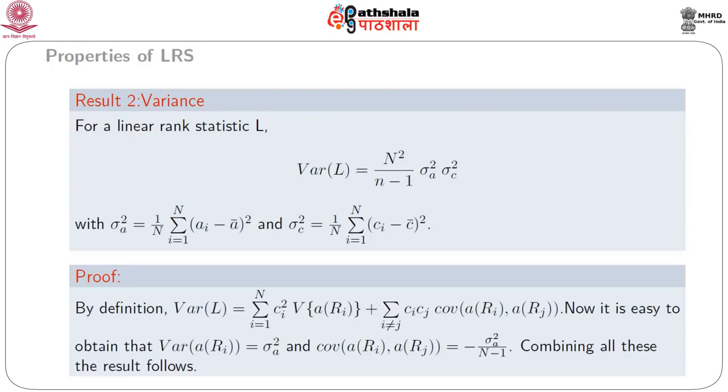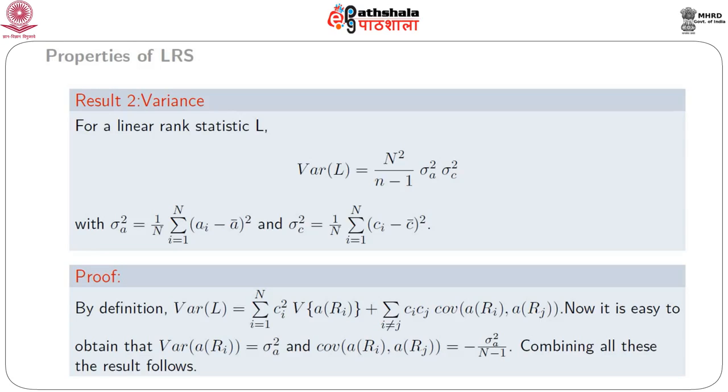Our next result is related to variance of a linear rank statistic. For a linear rank statistic L, variance of L comes out as n squared divided by n minus 1 multiplied by sigma squared A into sigma squared C, where sigma squared A is the variance of Ai's with divisor n and sigma squared C is the variance of Ci's with divisor n.